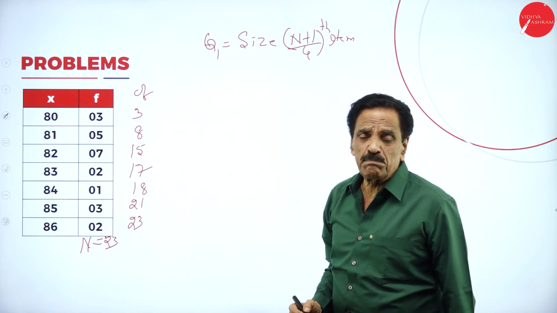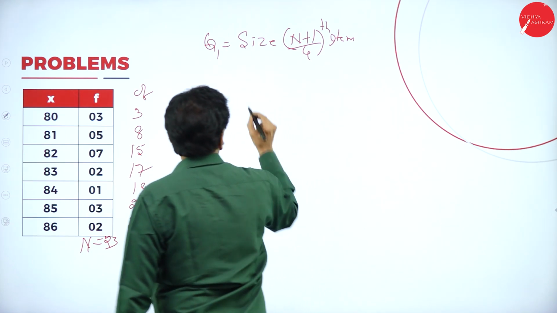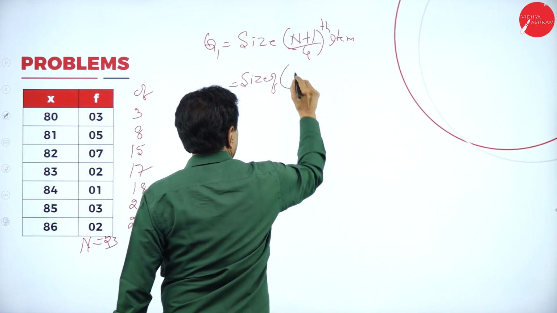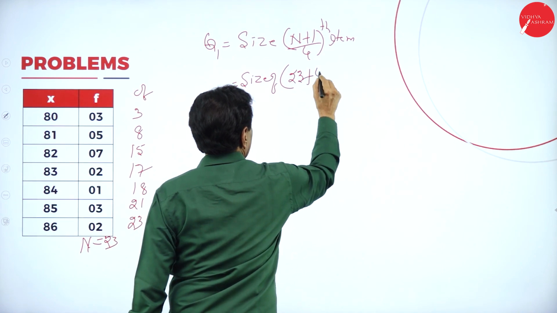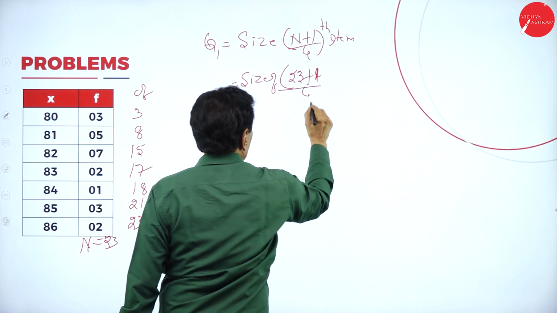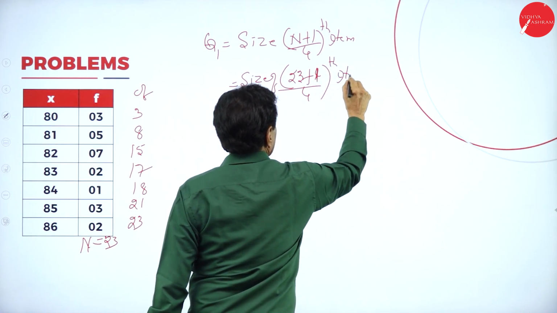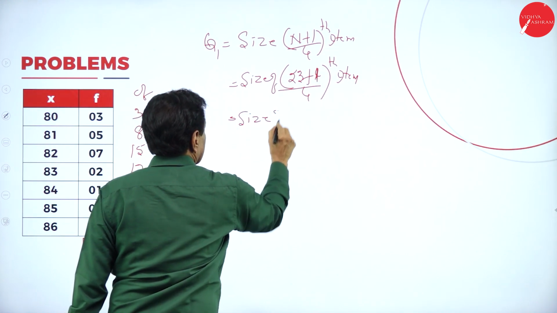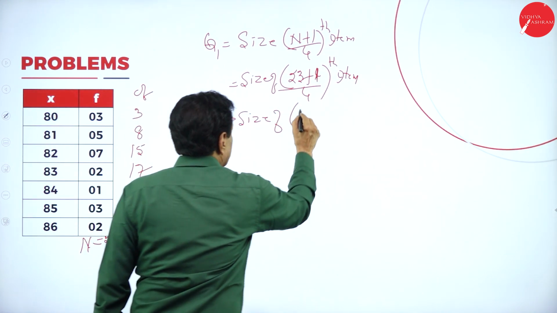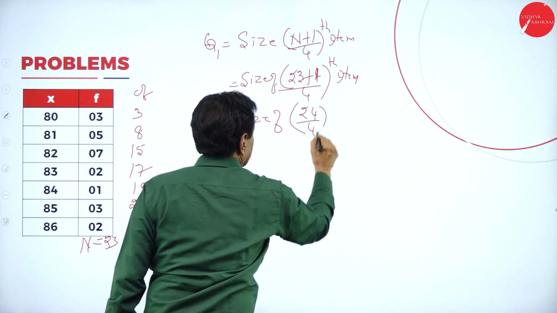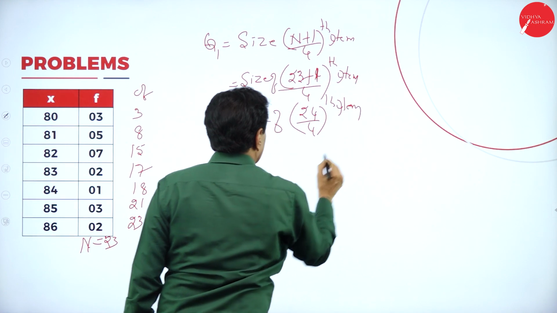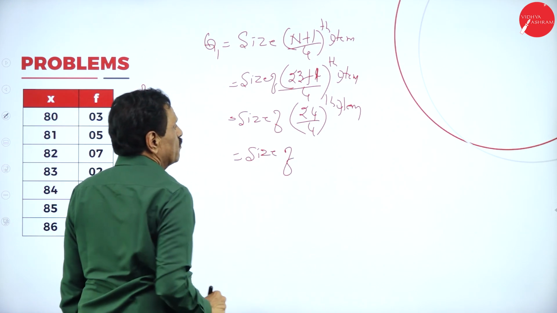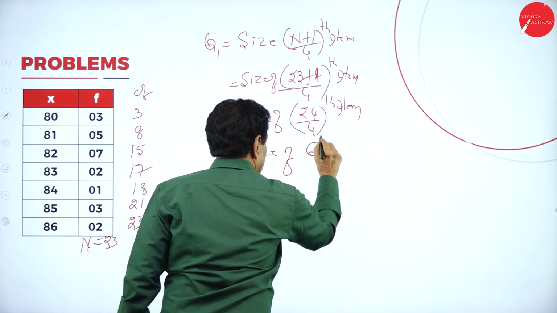Q1 is the size of (n plus 1) divided by 4th item. What is n? n is 23, so 23 plus 1 is 24, divided by 4th item. This is the size of 24 divided by 4, the 6th item.